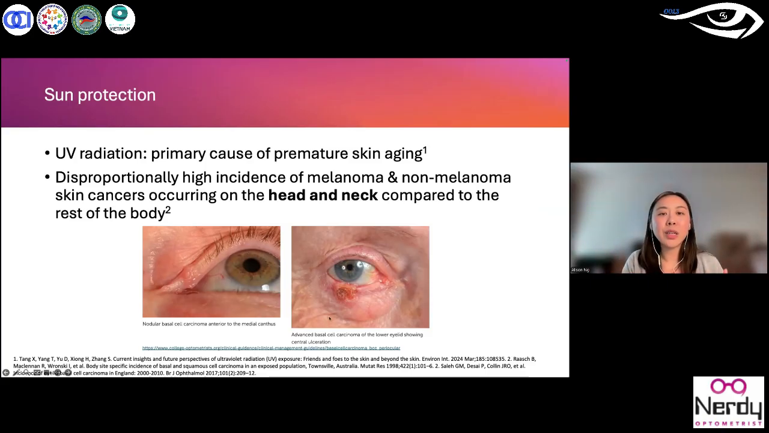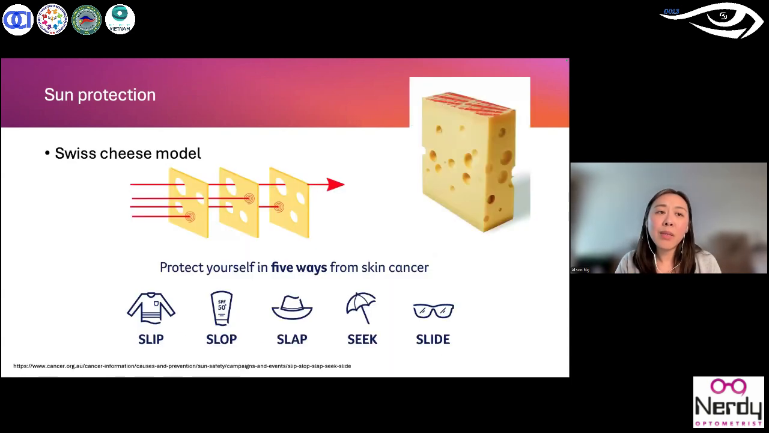And here are some images of some basal cell carcinomas that you see. And the most common site for basal cell carcinomas typically is the lower lids, followed by the medial canthus, and lastly the upper lids. So what I recommend for my patients when it comes to sun protection is what is called the Swiss cheese model that they use quite a lot in risk analysis and risk management.